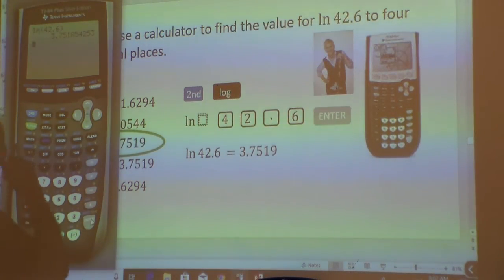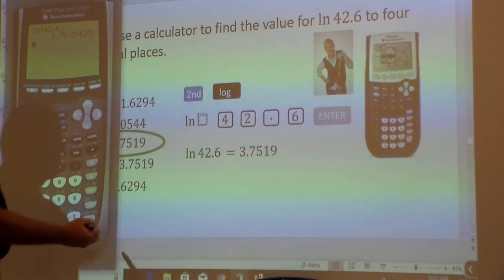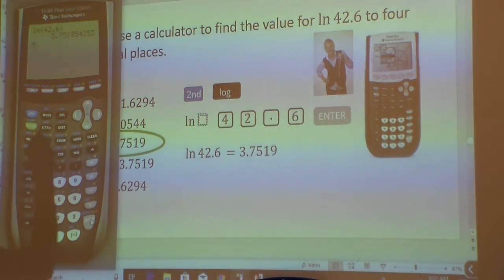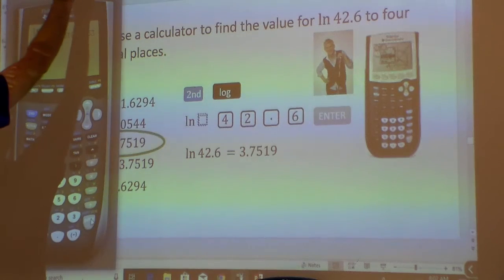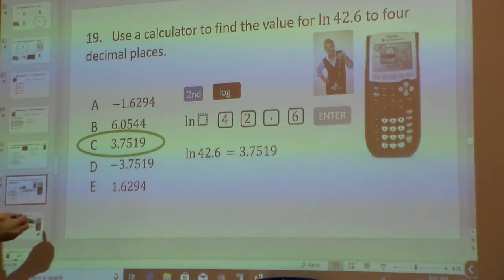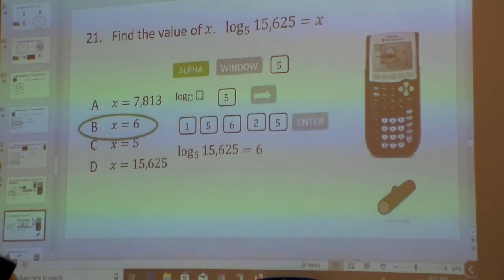3.7519. Pretty cool. So you don't even need the second log. Even I've learned some things here. I was doing these at home without a calculator. So, there's that one there. Let's go to our next problem because it's kind of the same thing.